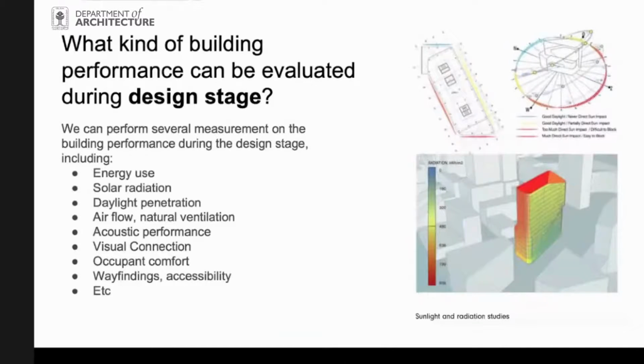So what kind of building performance can be evaluated during the design stage? The range is actually quite wide, so you can do anything. These are some examples of what we can do during the design stage: we can evaluate energy use, solar radiation, daylight penetration, airflow, natural ventilation, acoustic performance, visual connection, occupant comfort, or something like wayfinding, accessibility, or crowd simulation. We can also do that during the design stage.